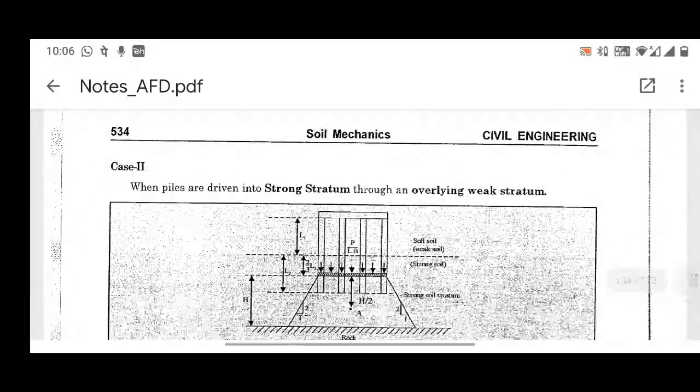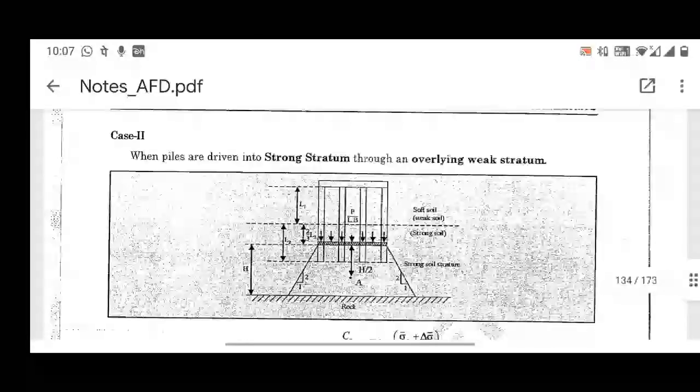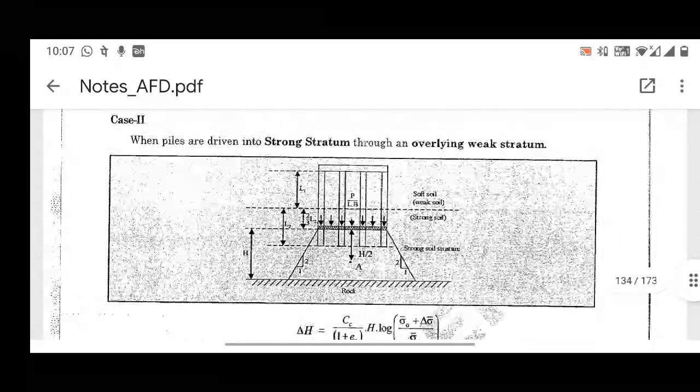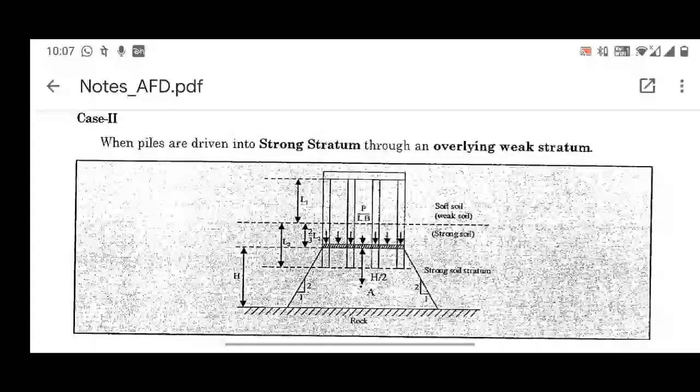Now another case is when you have piles that are driven into a strong stratum through an overlying weak stratum. Most of the time it happens that the upper stratum is weak and the lower stratum is strong. So in that case, how will you compute the settlement? This is another query. You can see they have considered the weak soil in the L1 part and strong soil in the L2 part.